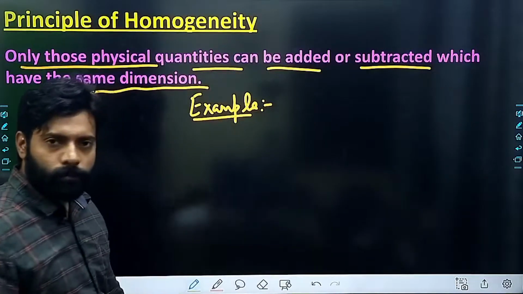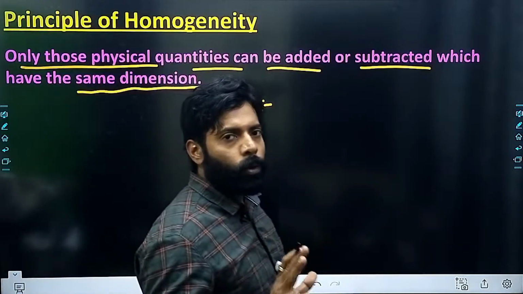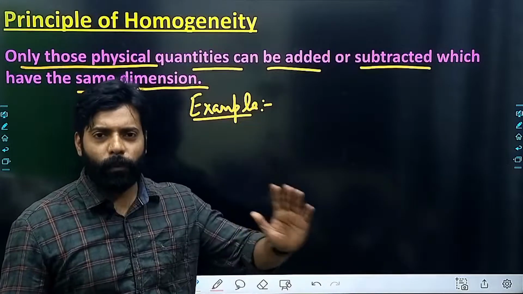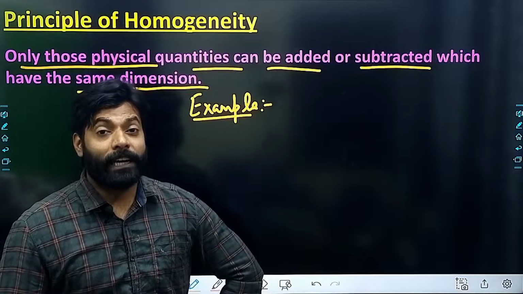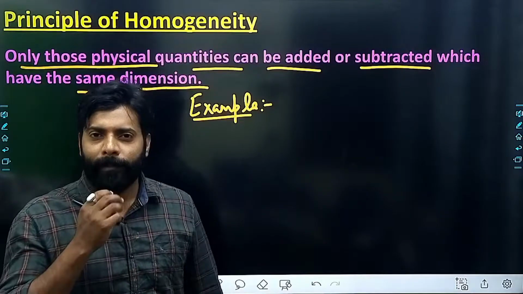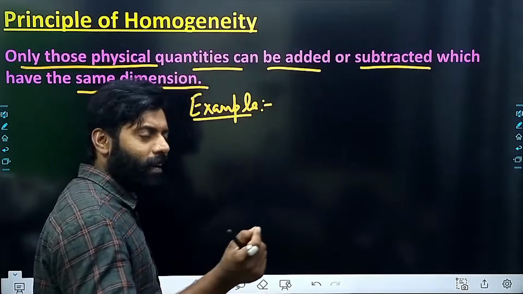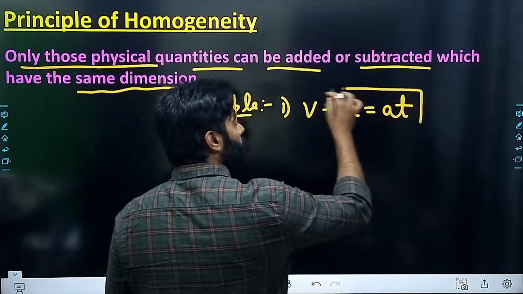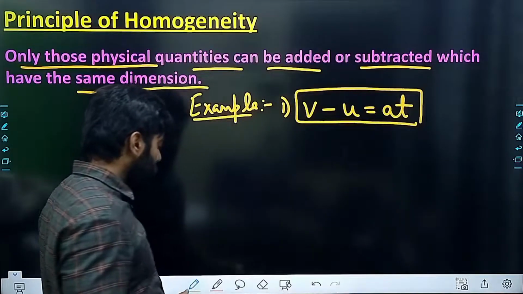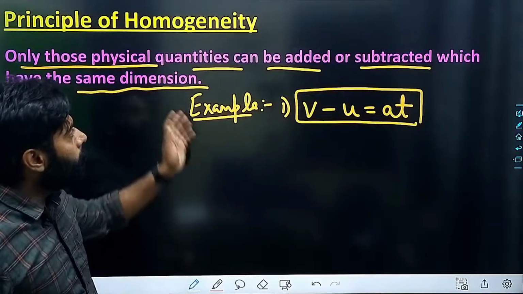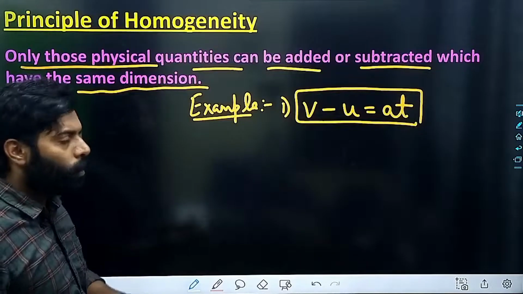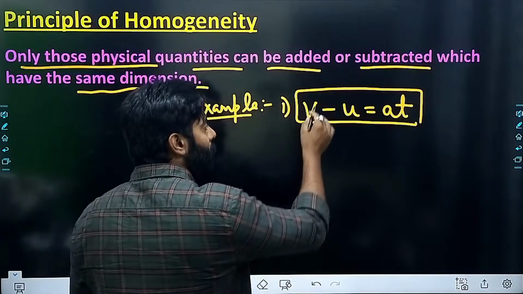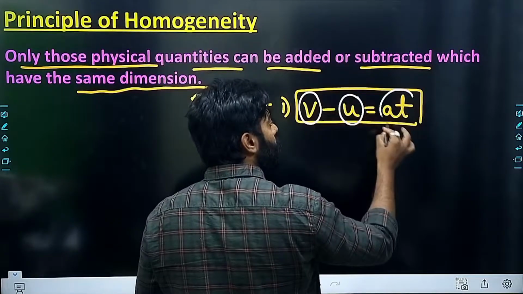Imagine any formula which you might know and which includes some addition and subtraction. Any formula in physics which includes some addition and subtraction. We have those formulas in kinematics: v minus u is equal to at. So sir, here the principle of homogeneity is saying that we can only add and subtract those quantities which have the same dimensions. So I am having three quantities here, 1, 2 and 3, right?